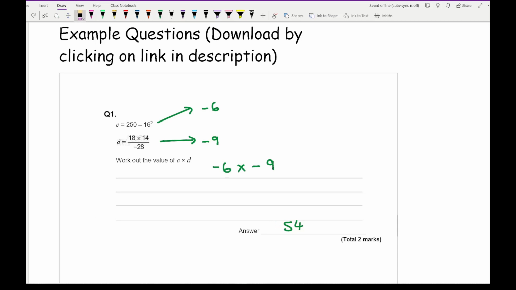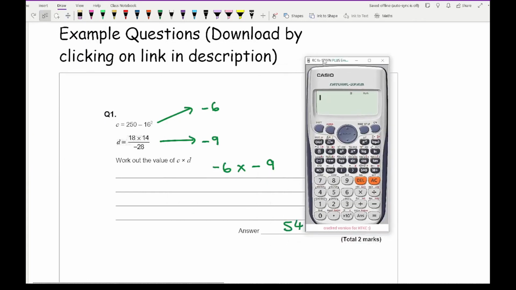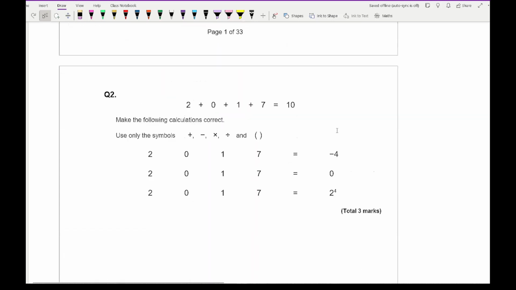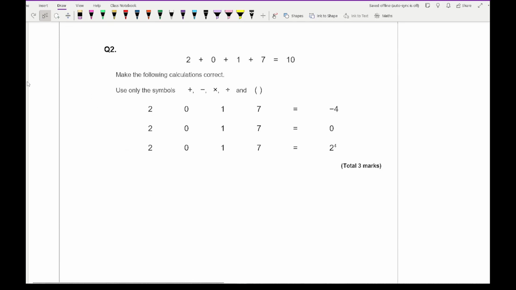Now, if I wanted to, I could easily have just typed that all into my calculator using my calculator correctly. So let me just show you how I would do this. So I'll probably put it in brackets actually. So 250 minus 16 squared, close bracket. And then we've got to multiply that, then opening the second bracket using the fraction button, 18 times 14, and then scroll down to minus 28, then scroll across to close the bracket, press equals, and we get the exact same answer, so 54.